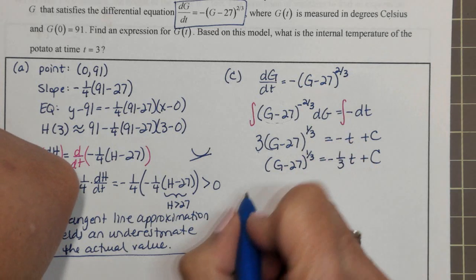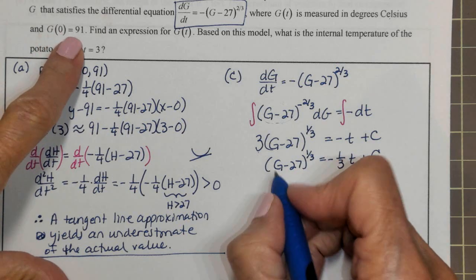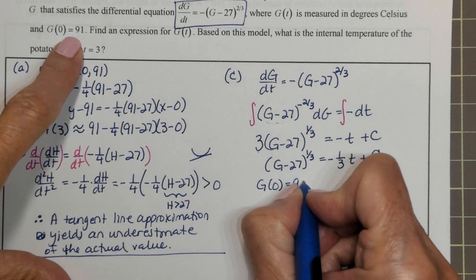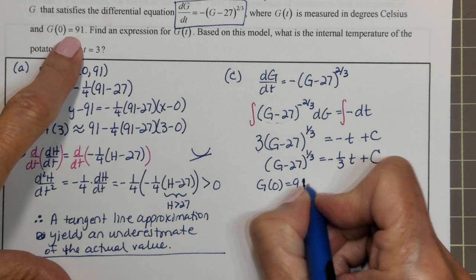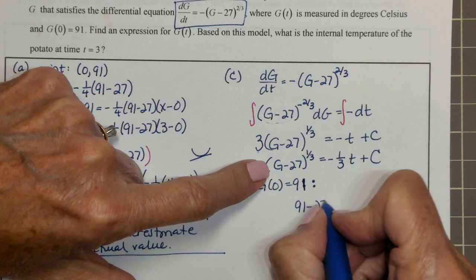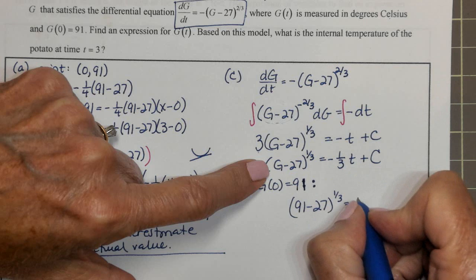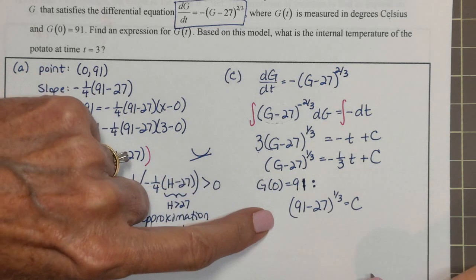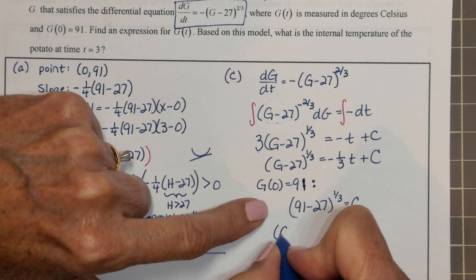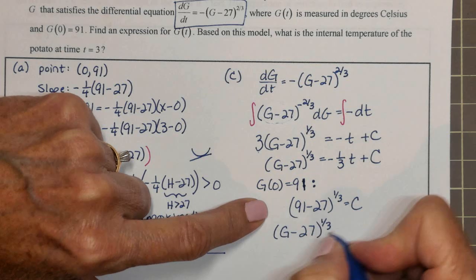And now I'm going to find c. So I know that g of 0 is 91. I'm saying what I'm doing. G of 0 is 91 will give me 91 minus 27 to the 1/3 is equal to 0 plus c. So that's c now. And now I have to come back and solve for g, right?